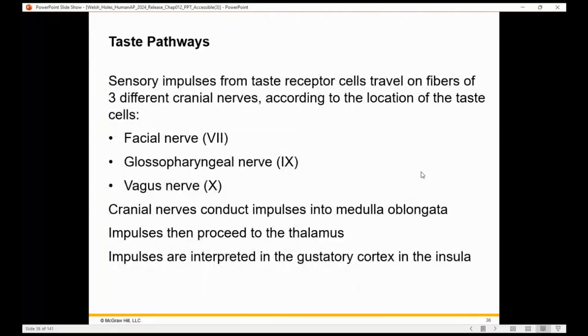Sensory impulses from taste receptor cells travel in fibers of 3 different cranial nerves according to the location of the taste cells: the facial nerve, the glossopharyngeal nerve, and the vagus nerve. The cranial nerves conduct impulses into the medulla oblongata. Impulses then proceed to the thalamus. Impulses are interpreted in the gustatory cortex and the insula ultimately.